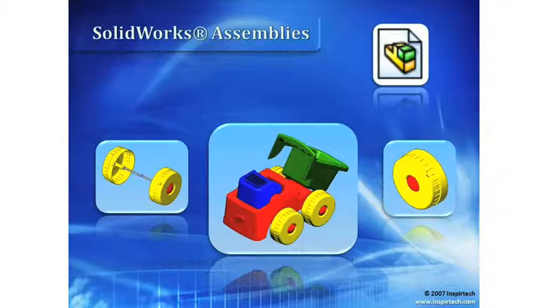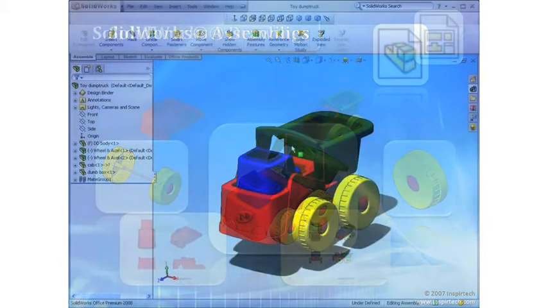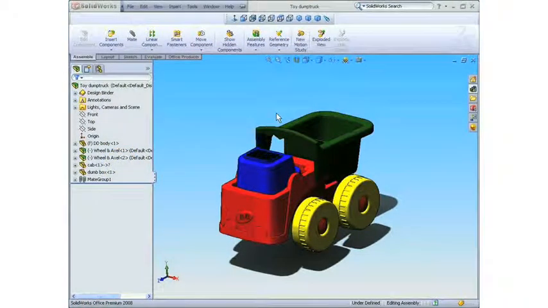This is example 2, SOLIDWORKS assembly files. Now, with our assembly file open from our previous example, let's take a look over at the feature tree.